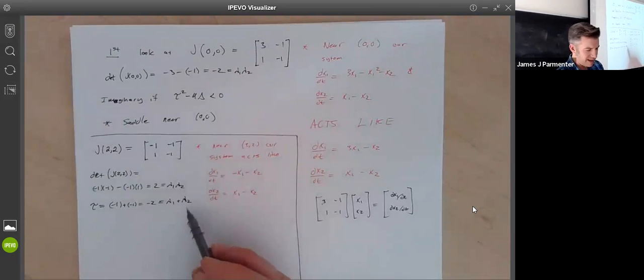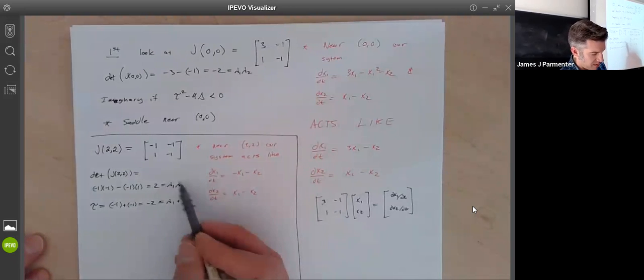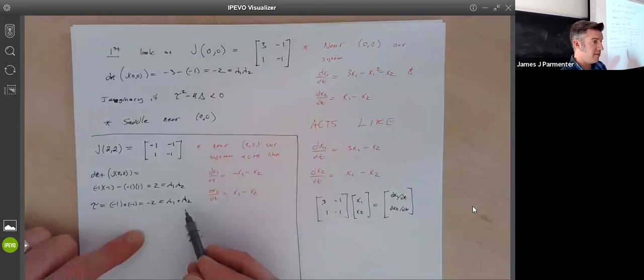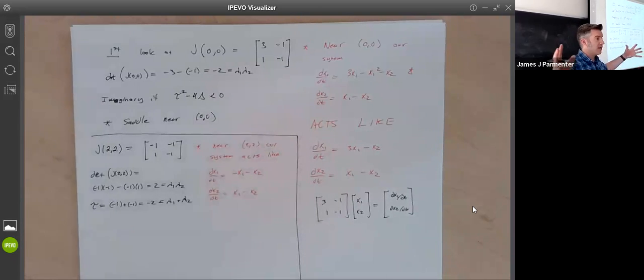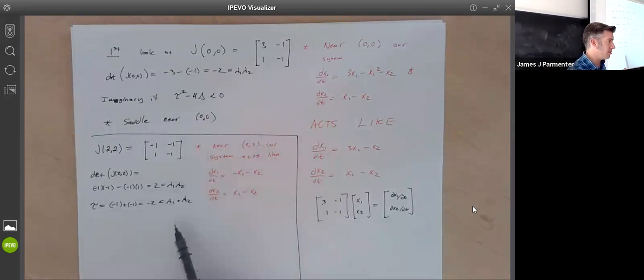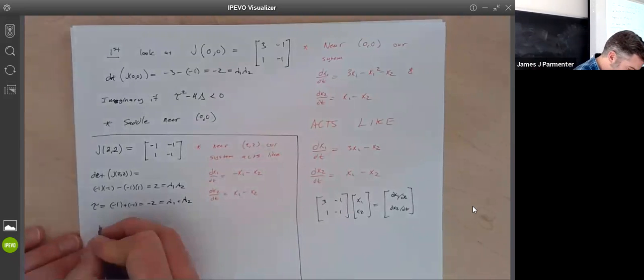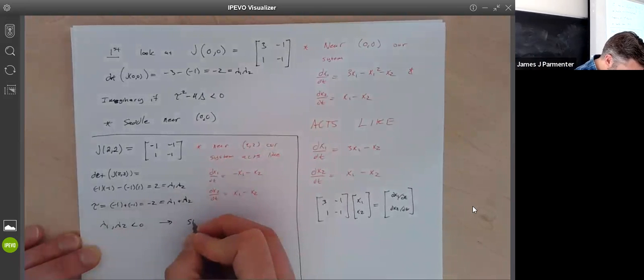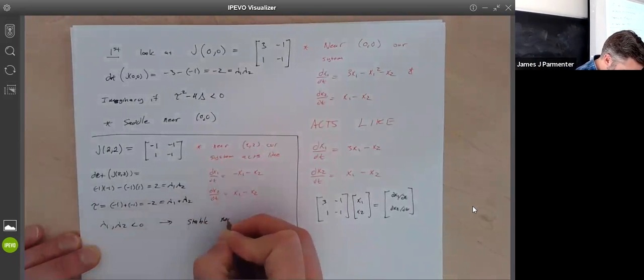I still kind of like this method most of the time. They're multiplying to a positive and adding up to a negative, so they both have to be negative. If they add to a negative, one could be negative and one positive, because it could be more negative. But if they multiply to a positive, the only way to add up to a negative is for them both to be negative. So they both have the same sign, both negative. So we have a stable node, or a sink.